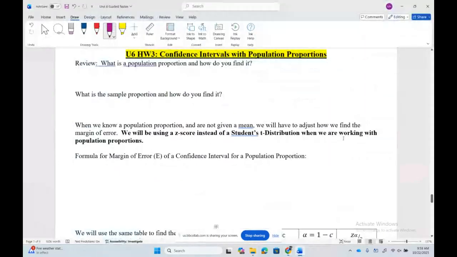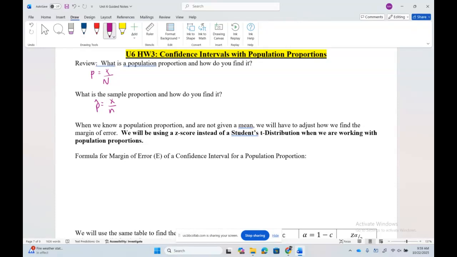All right, so for this section, we are doing confidence intervals with population proportions. Okay, so just as a little review, that population proportion, that's P, that's a characteristic over the population, okay? The sample proportion, there's our P hat, that's our number with a certain characteristic over the number in the sample, okay? We've worked with these in the past, okay?